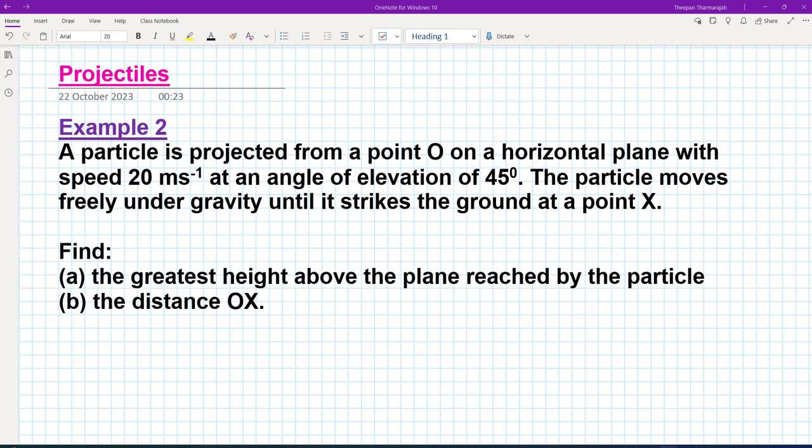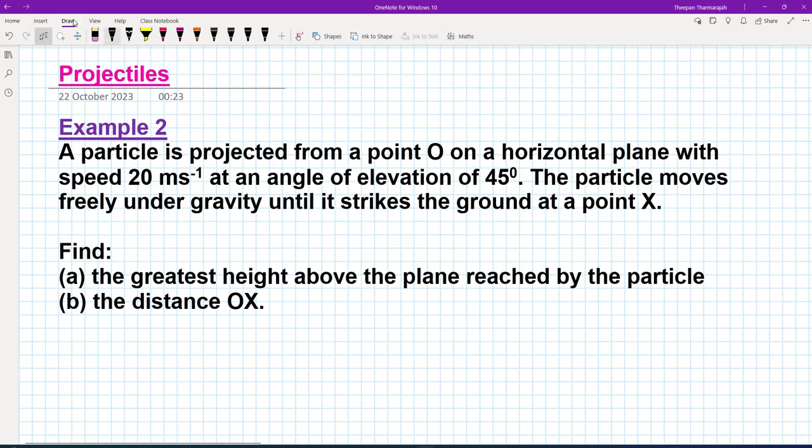Here's a question for you to try. You can pause the video, and when you're done, I will go through my worked solution. Okay, welcome back. So this question states, a particle is projected from a point O on a horizontal plane with speed 20 meters per second at an angle of elevation of 45 degrees. The particle moves freely under gravity until it strikes the ground at a point X. Find the greatest height above the plane reached by the particle and find the distance OX.